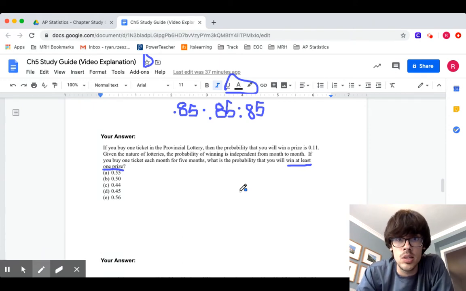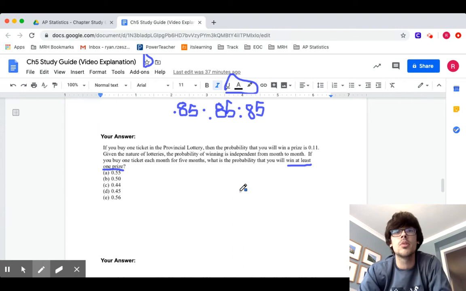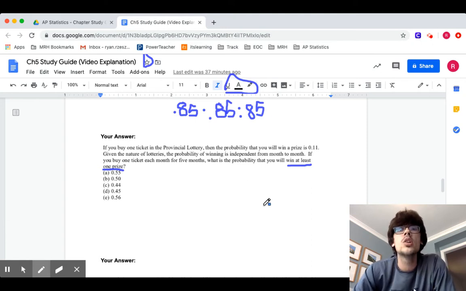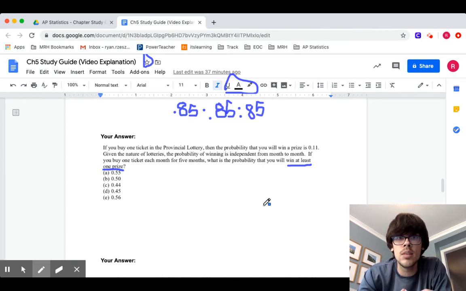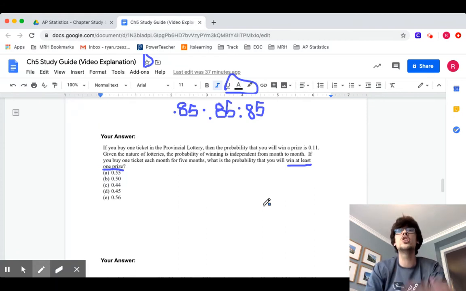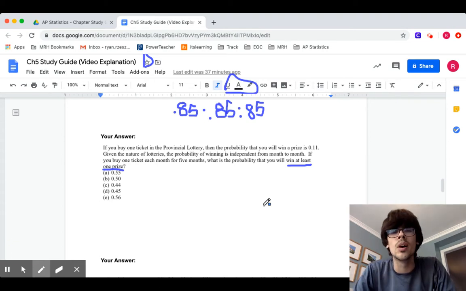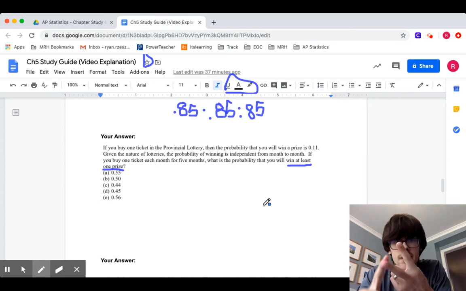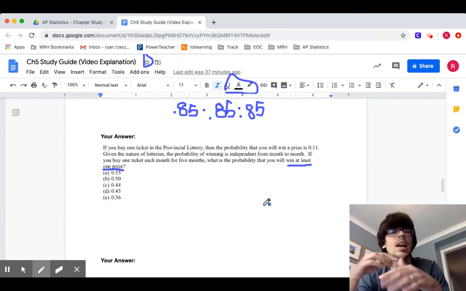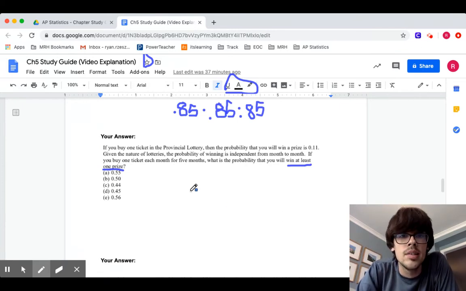But if it says at least one, what that should do in terms of chapter 5 probability is signal to you complement. It's probably easier to find the complement when they ask you a question like this. So the complement of winning at least one prize means you win no prizes at all. And it's actually easier to find the probability you don't win any prizes and then just do a 1 minus on that. Because if you did at least one prize, you have to figure out probability of exactly 1, exactly 2, exactly 3, exactly 4, exactly 5, and add all those up. Big mess. Way easier just to find probability of no prizes and do the complements.